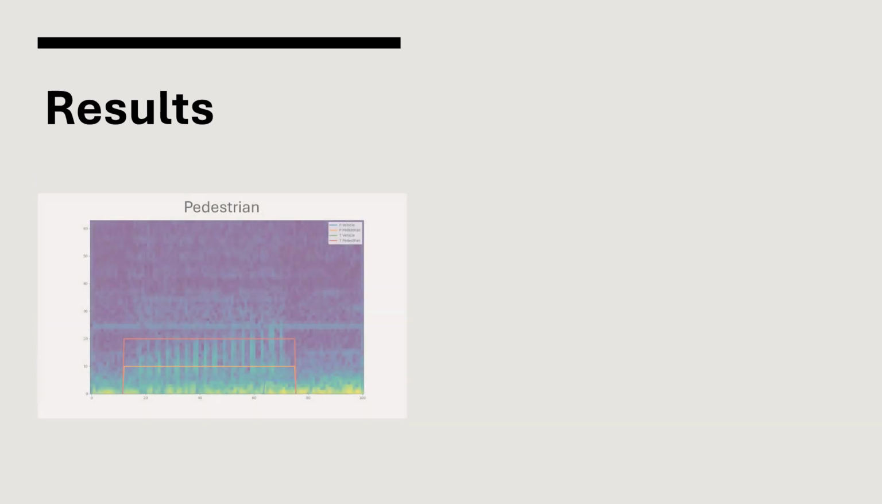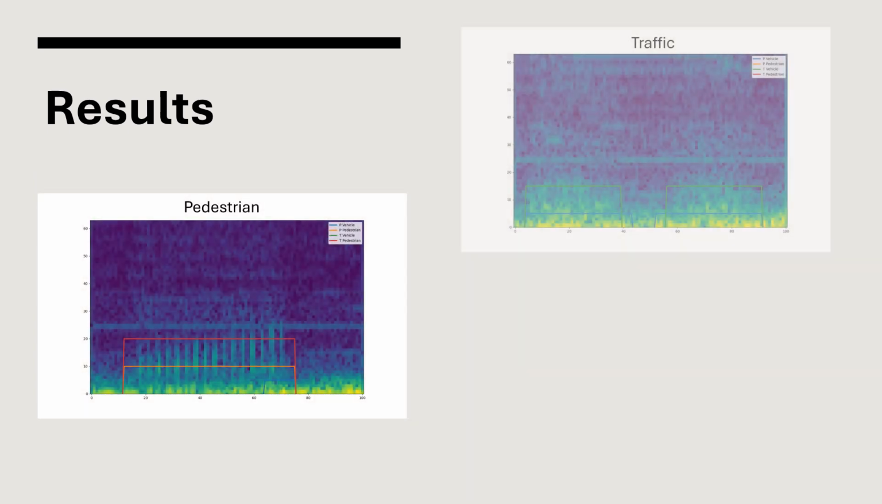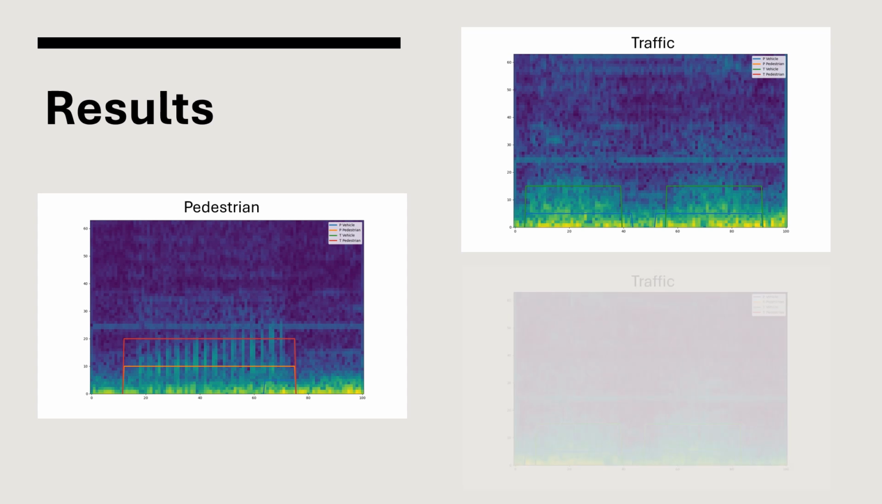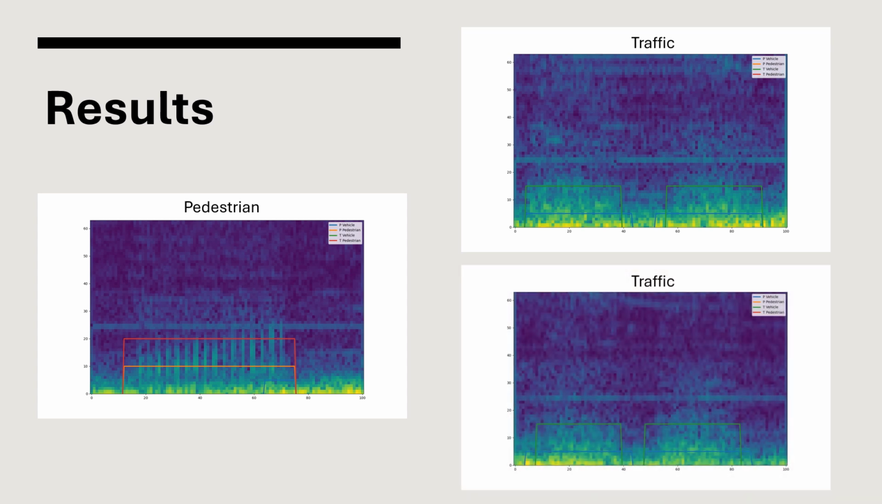We have another set of outputs in which the network tries to identify single as well as multiple pedestrian and traffic events. Hence, the network can be effectively used to accurately predict the presence of multiple events in a singular time frequency representation of a signal.